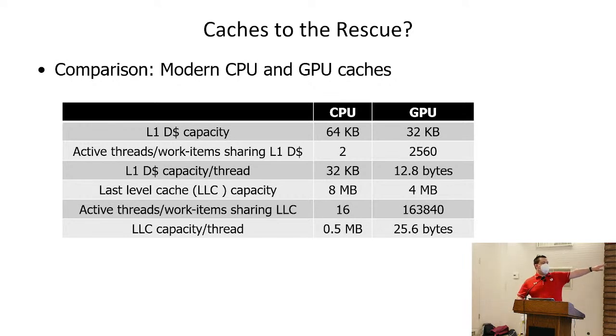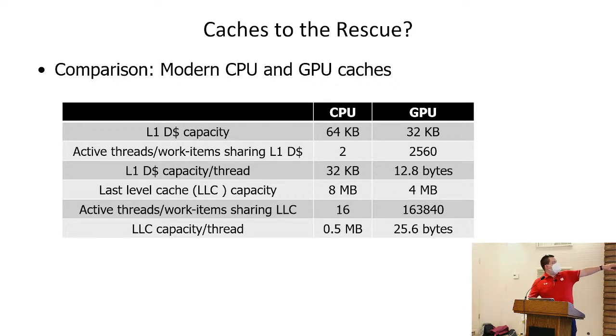You might say, okay, fine, but maybe we can just use those other caches to solve our problem. And indeed, those last level caches are bigger. We have 8 megabytes, say, in a modern CPU. If we have 8 cores, then we have 16 threads accessing it. You get a half a megabyte of space. It's pretty good.